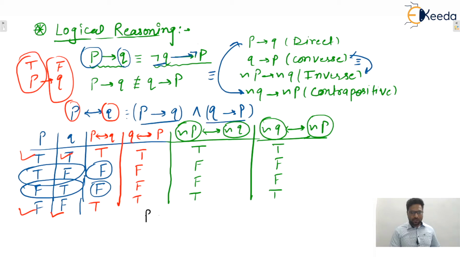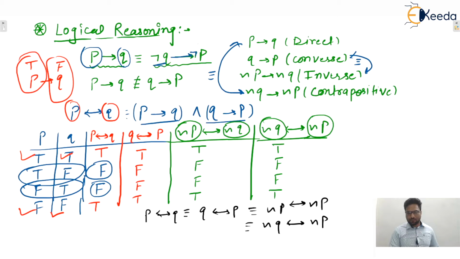We can conclude that P biconditional Q is equivalent to Q biconditional P, that is equivalent to negation P biconditional negation Q, and that is equivalent to negation Q biconditional negation P. That means in case of biconditional, the direct, converse, inverse and contrapositive are all equivalent. I hope this one is clear to everyone.